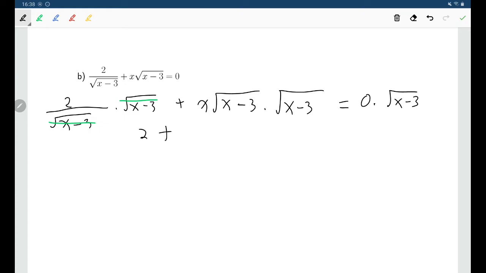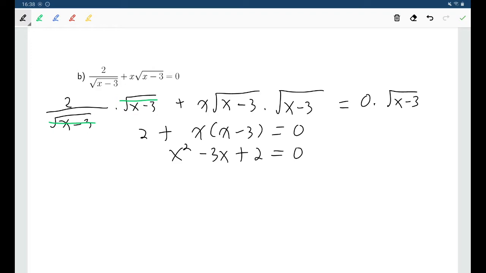And actually it does something nice for the second term as well, because root of x minus 3 times root of x minus 3 is just x minus 3. And on the right side of the equation we'll just have 0. So kind of nice in a sense that with a little bit of a transformation, we've now turned this into something that's a quadratic.